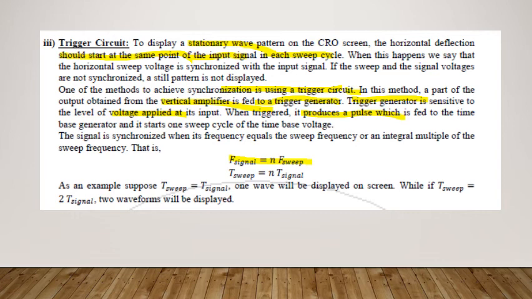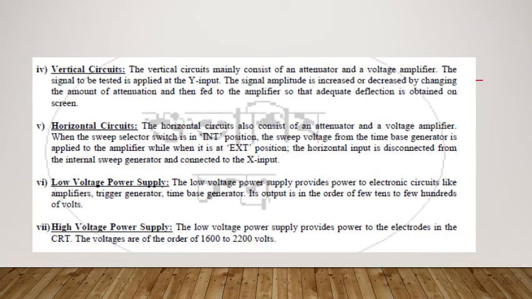Sweep frequency is the frequency of this time base, and signal frequency is the one that you applied. For example, if T sweep is equal to T signal, one wave will be displayed on the screen. If T sweep is equal to 2 T signal, 2 waves will be displayed. So that is important for what we need to display. We have discussed two important sections, the CRO, trigger circuit and time-base circuit, and deflection plates.